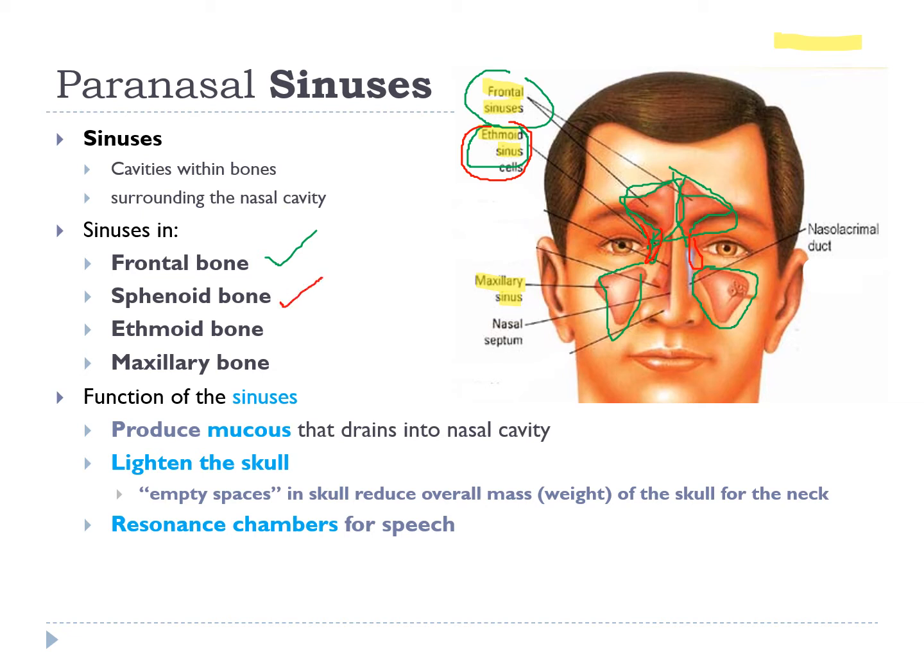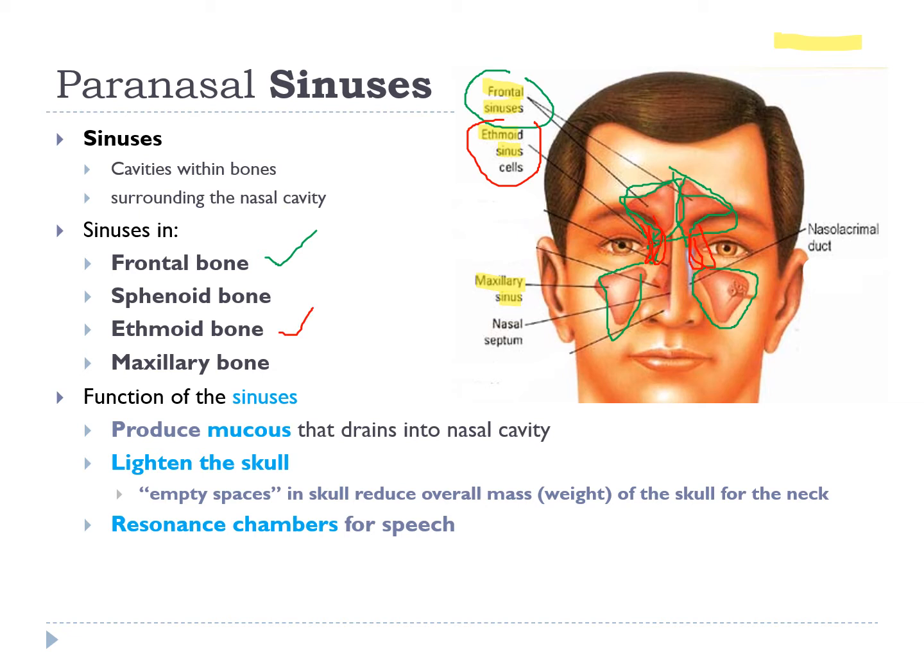Then you have those, your ethmoid sinuses in your ethmoid bone. So let's fix that. Okay, your ethmoid sinus. It's still these sinuses here, and those are in your ethmoid bone.